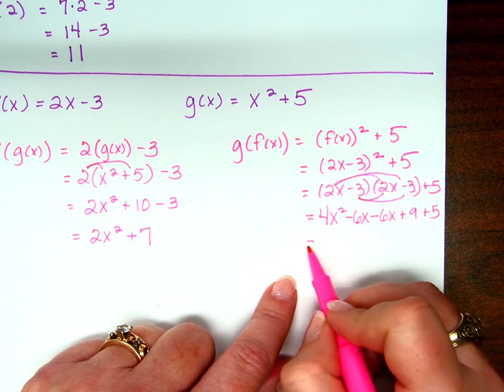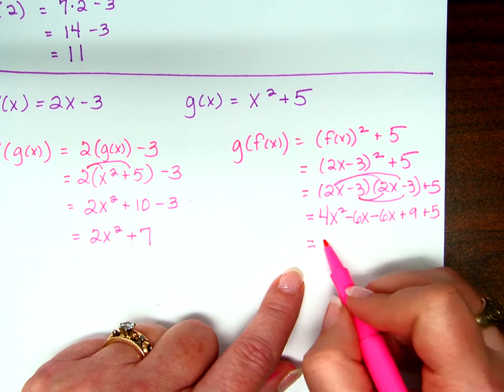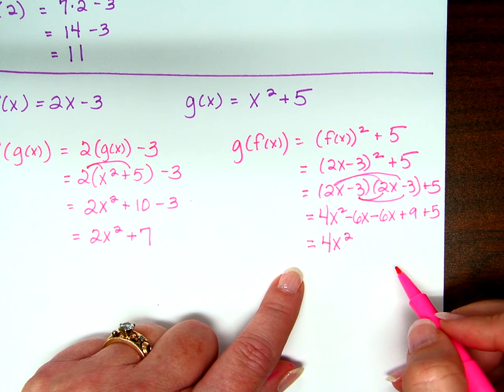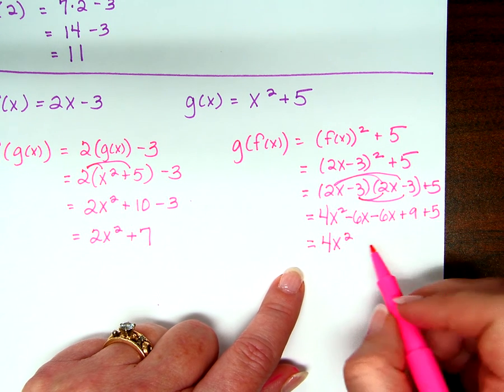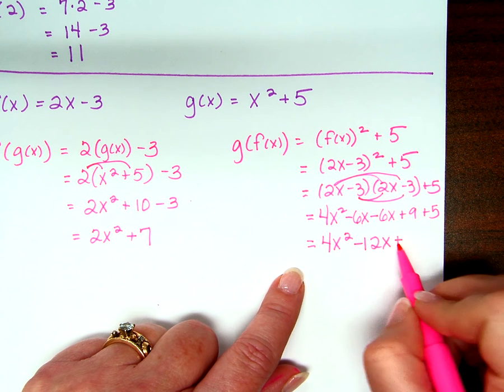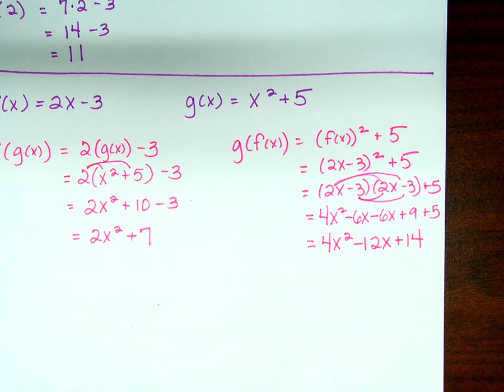Now combine like terms. 4x squared. Good. Minus 12x plus 14. Okay so far?